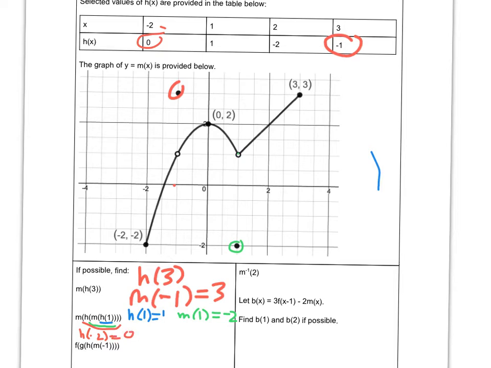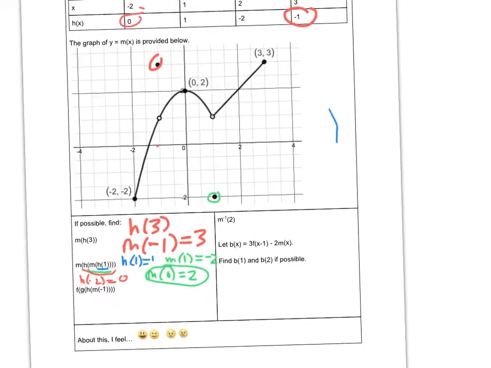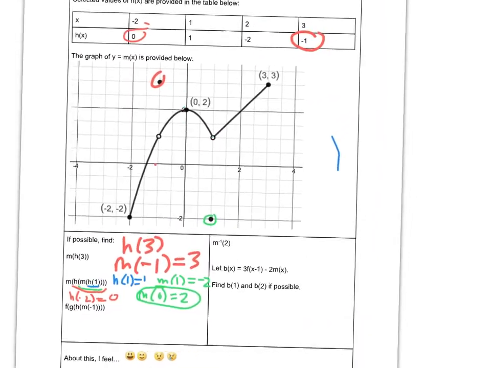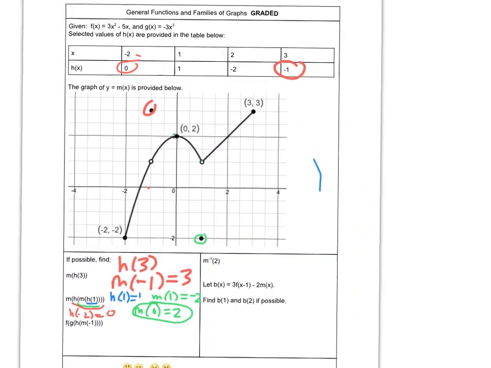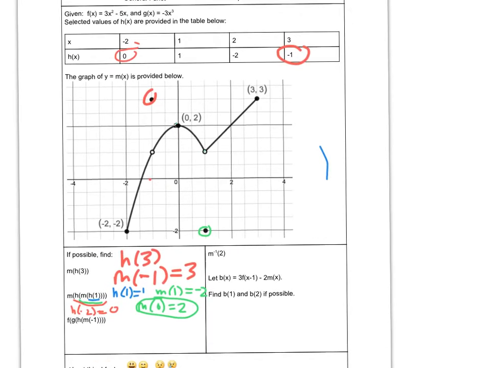And then finally my outside level is going to be m of 0, which in this case has a height of 2. 2 is my final answer. Whew. Then we are going to have f of g of h of m of -1. So I probably should be able to see all of these for this one. I might even just do this off to the side because there's a lot of stuff. Again, I'm going to start on the inside. M of -1.